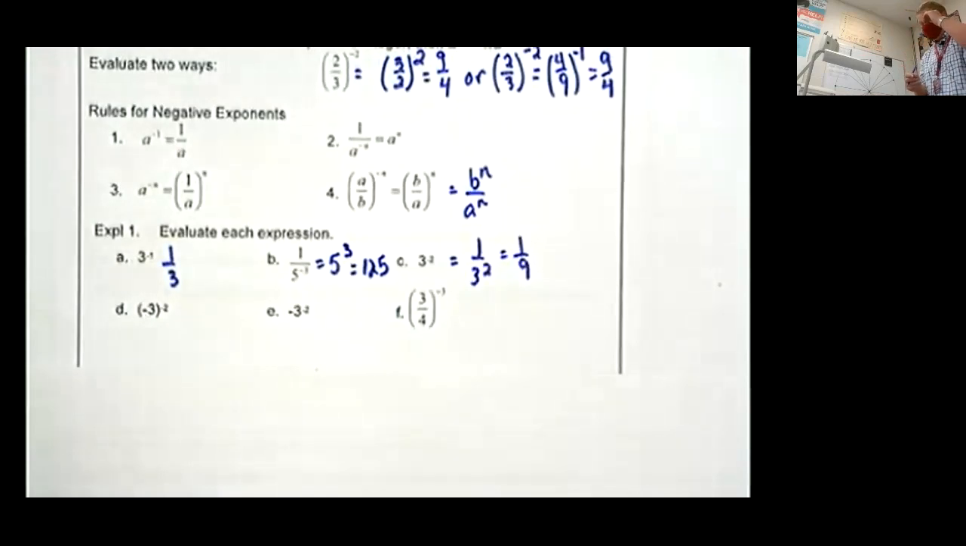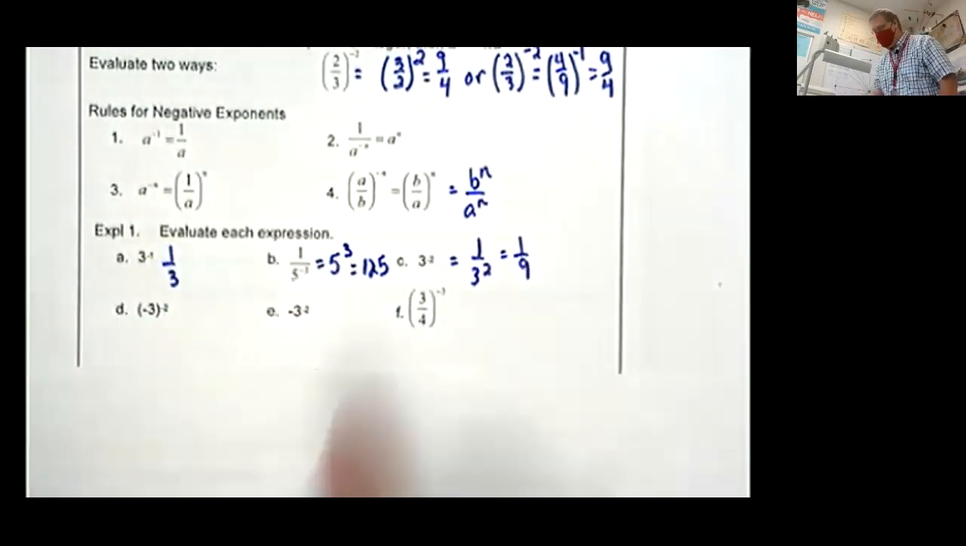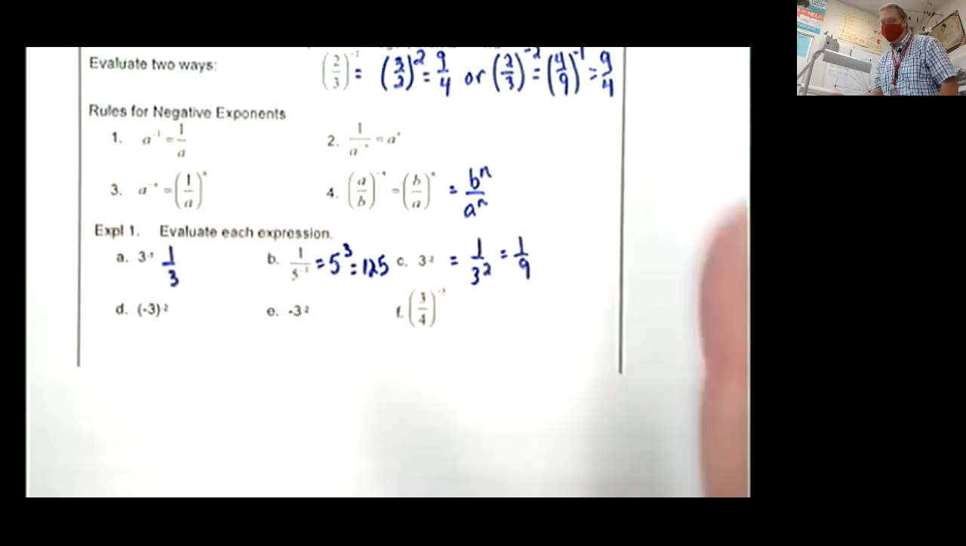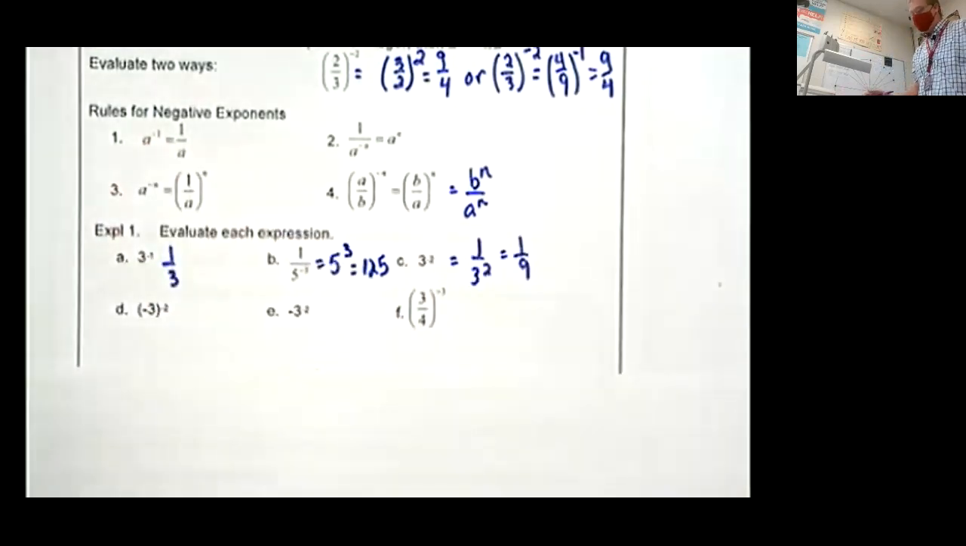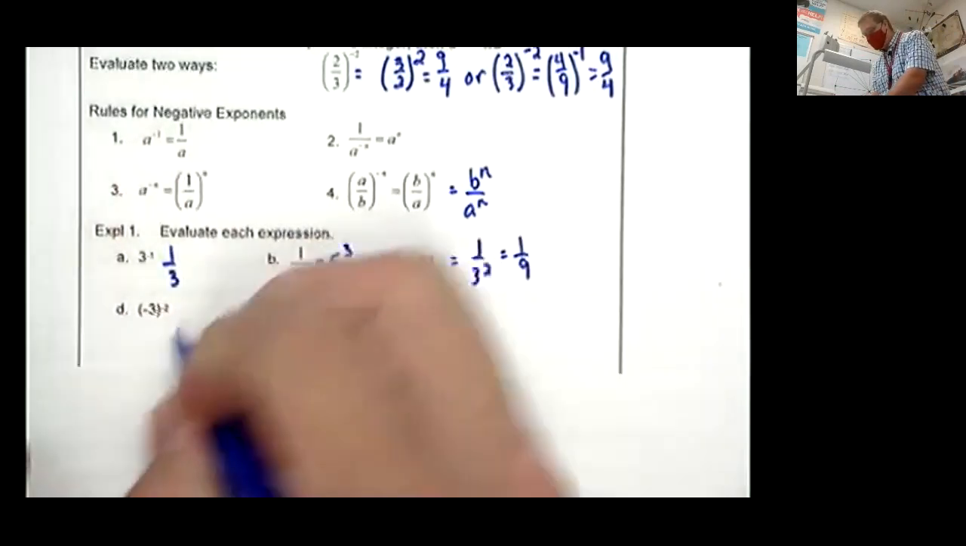Negative 3 to the negative second. Again, can't state this enough. The negative exponent has nothing to do with whether the number is positive or negative. Here we have a negative, it's squared, so we're going to do this step by step.